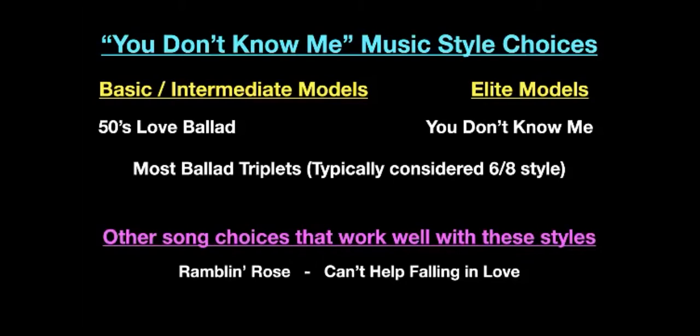So 1, 2, 3, 4, 5, 6 is 2 beats. 1, 2, 3, 4, 5, 6. 1, 2, 3, 4. So, and it could also be counted as 3/4. But what's great about that style is that you can play many songs with it, but it's commonly known as the 6/8 triplets, ballad triplets. So if you want to play that song and you have a style called You Don't Know Me, that'll work perfectly for it.